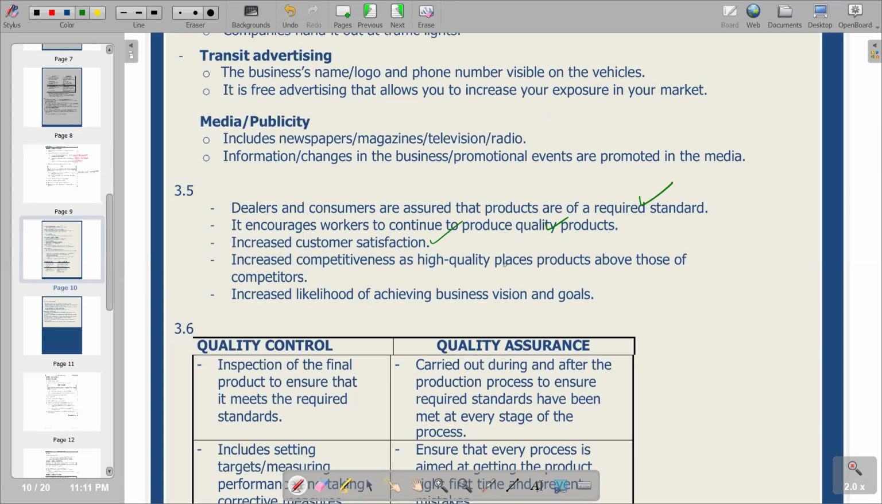Then the next, increased quality places products above those of competitors. So basically, to be ahead of your competitors becomes a great positive to the organization or business. Then we go to the last one, increased likelihood of achieving business vision and goals. That is also the last point that we have supporting that.